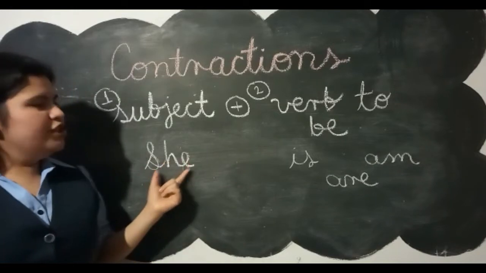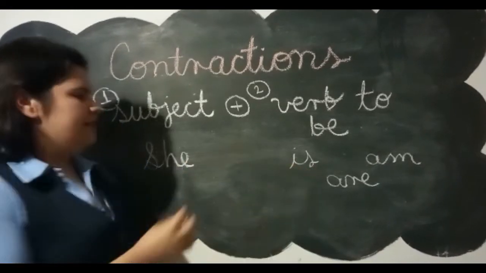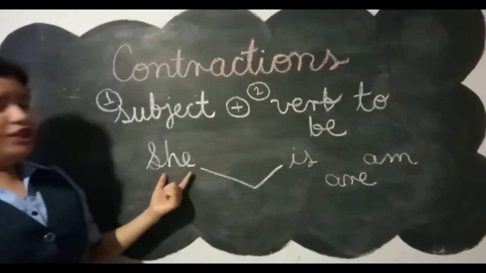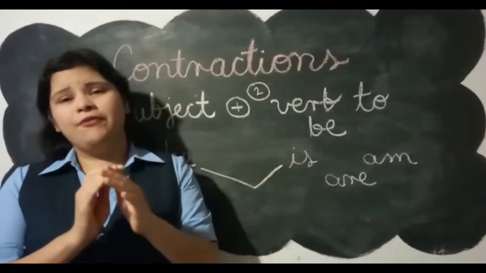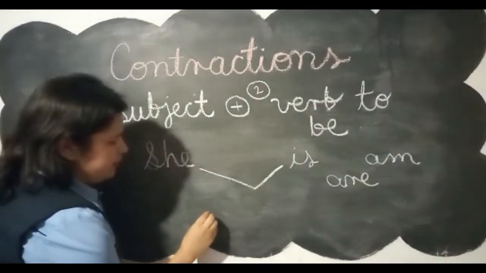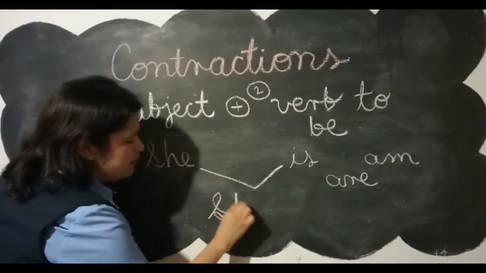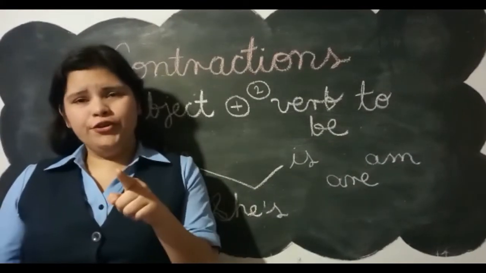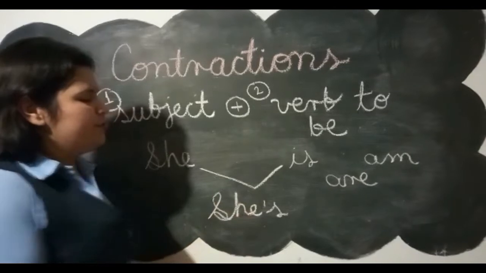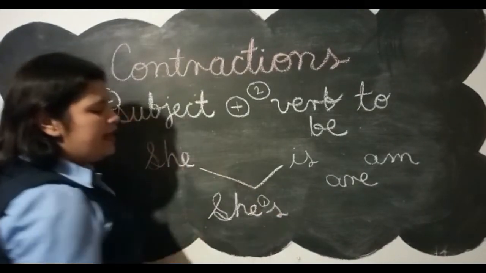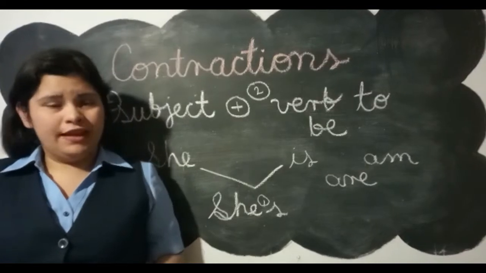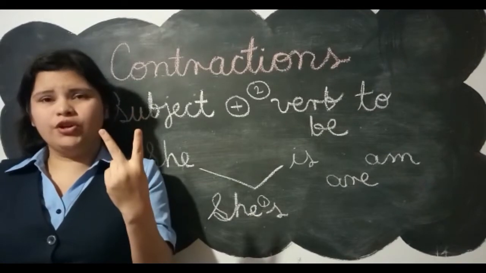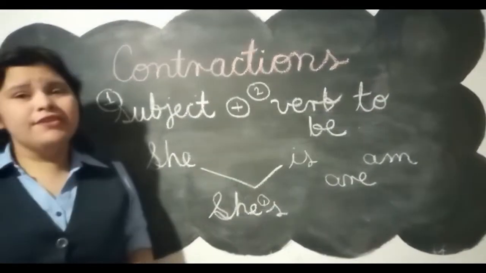We will join she with is. When we match she with is, we have our contraction. It will be she's. It's very important for you to remember that you have to use this sign, the apostrophe. It is used in all the contractions to know that you have 2 words. Let's make another example.